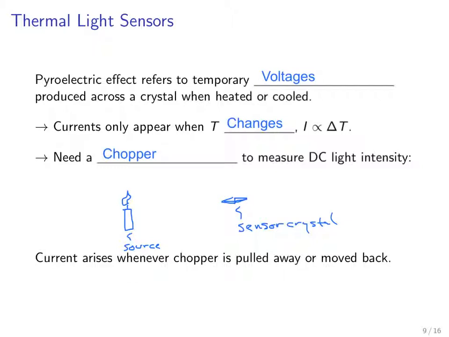So what we have to do is introduce a chopper. And this is essentially like an opaque wall that we move up and down between the source and the crystal, so that the temperature on the crystal is constantly changing. And so then we get electric current arising on the crystal whenever the chopper is pulled away or moved back, so that the sensor crystal changes temperature at that point. And that is how we can make continuous measurements of the light source.